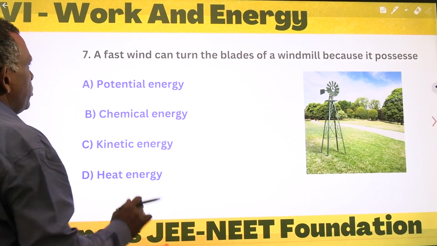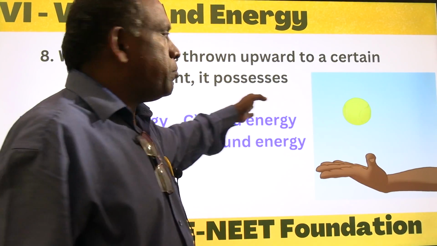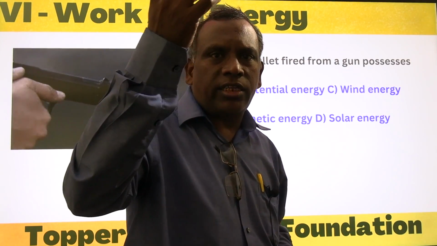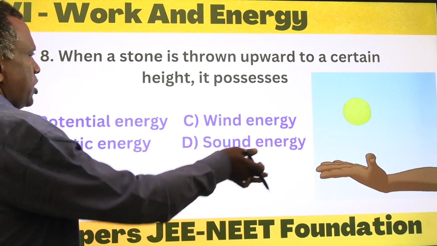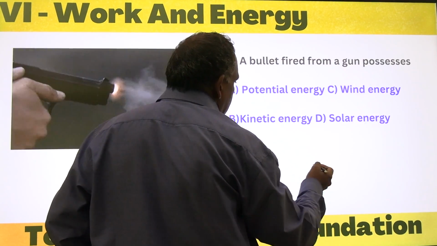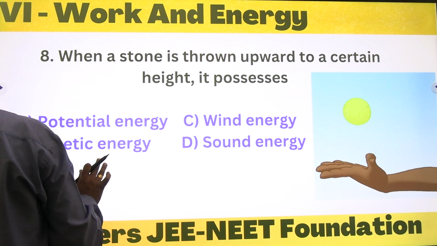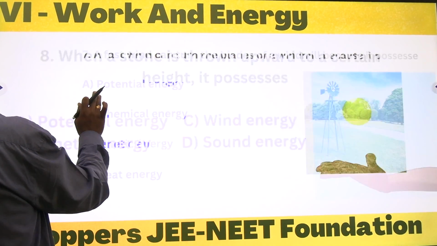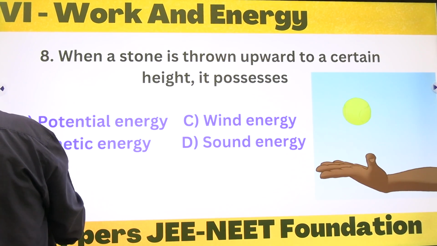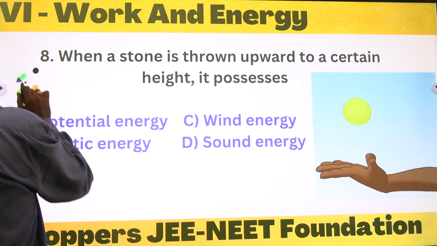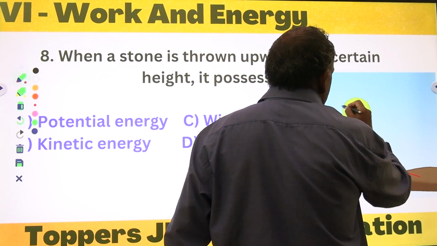So the next question: when a stone is thrown upward to a certain height, it possesses dash. The stone is thrown like this, so it reaches a certain height. Let us take, for example, a stone or some ball that is raised to a certain height like this.